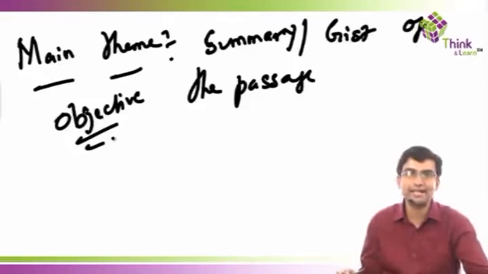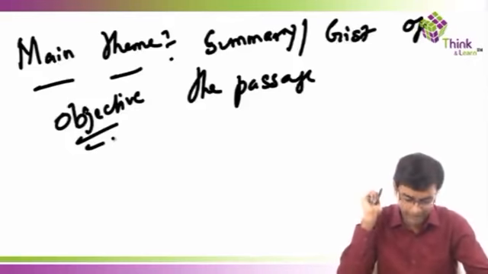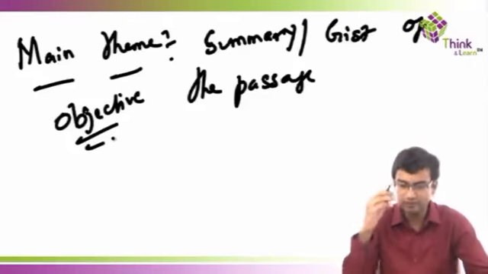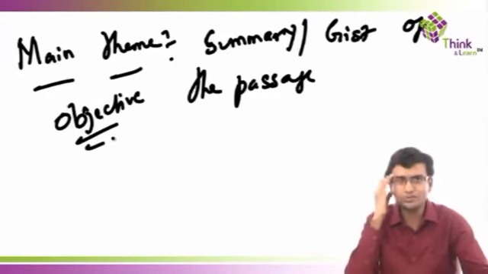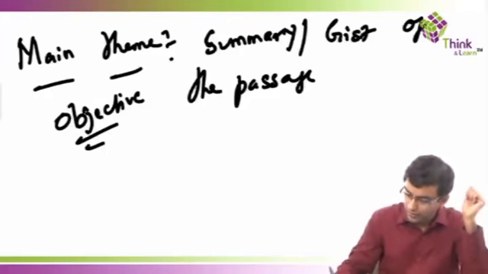What is the summary or gist of the entire passage? What is the key idea he is trying to tell? What is the key idea he is trying to support in this particular passage? So the objective is the summary, gist or main theme of the passage. What is the one idea he is trying to support strongly? That's how you categorize.